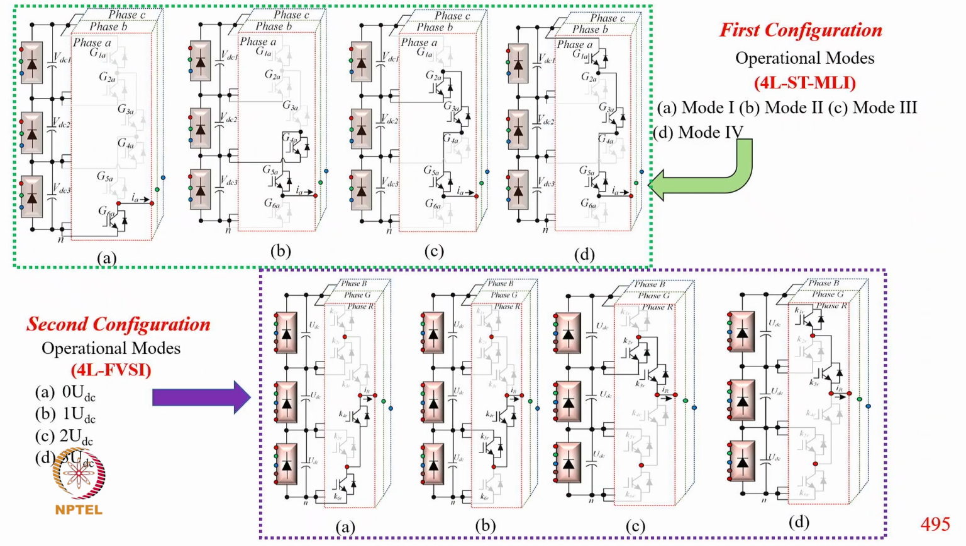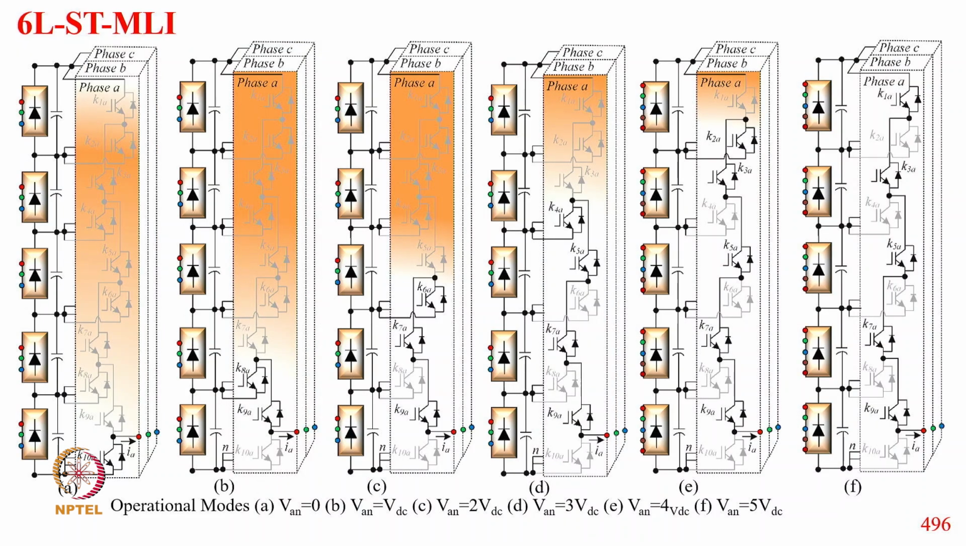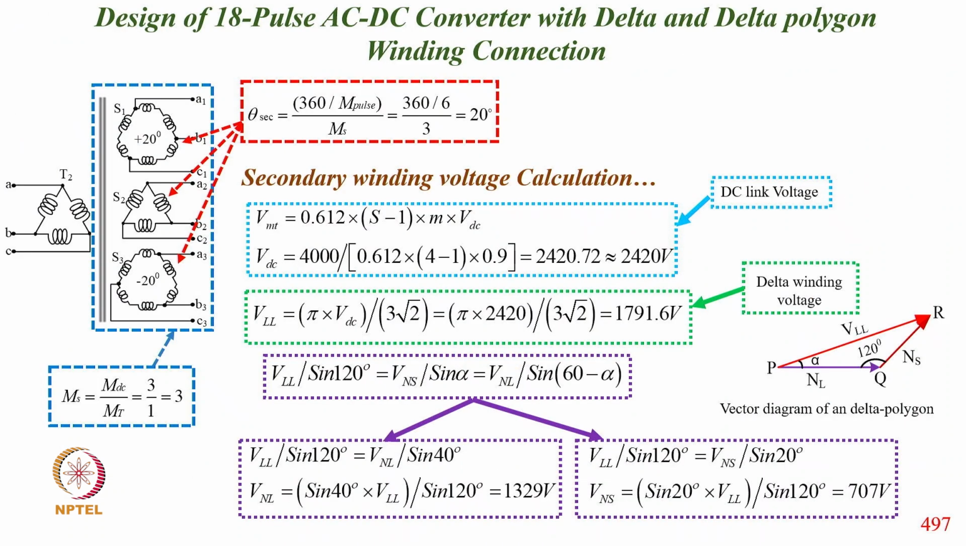So this is typically the operation of 4 level, mode 0, mode 1, mode 2, mode 3, and how the switching takes place, and then the second configuration, how the switching combination is there for different output voltages of 0 VDC, 1 VDC, 2 VDC, 3 VDC, and then the operating modes of the 6 level multi-level converter with the different mode output voltage of A phase equal to 0 VDC, 1 VDC, 2 VDC, 3 VDC, 4 VDC, and 5 VDC.